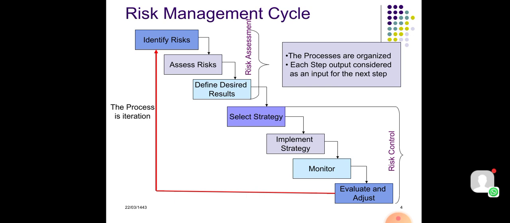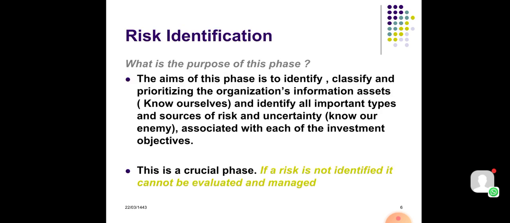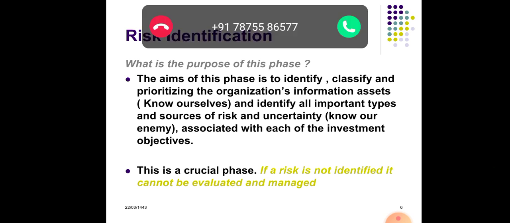We also saw the graph and diagram of the risk management cycle. Risk management is about knowing your enemy and their weaknesses, and knowing your own strengths and weaknesses, so that you can attack that enemy. Then, on identification of risk, we saw how we need to identify, classify, and prioritize the particular risk.